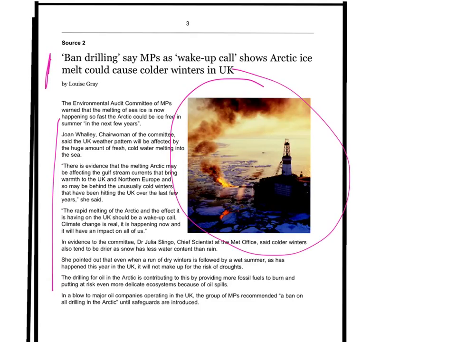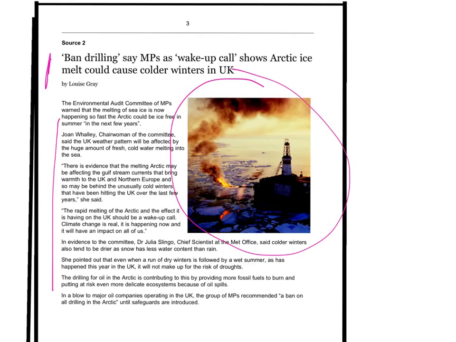So the next thing to do is to scan the picture. The picture is particularly interesting. It can set the tone. Have a look at what the picture is indicating about the article. If there are people in the article, in this case there aren't people in the article, but have a look at where their eyes are pointing. Are they looking at the reader, or are they looking away from the camera? Do they look confident? Do they look nervous?